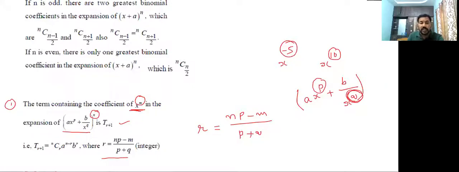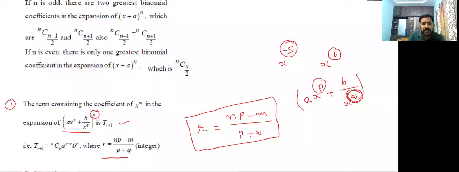Okay, students. Now here the important thing is how we are finding the r value. This is the shortcut method. So if we need to find the x^m coefficient, then how to find the r value? It is (np − m) by (p + q).